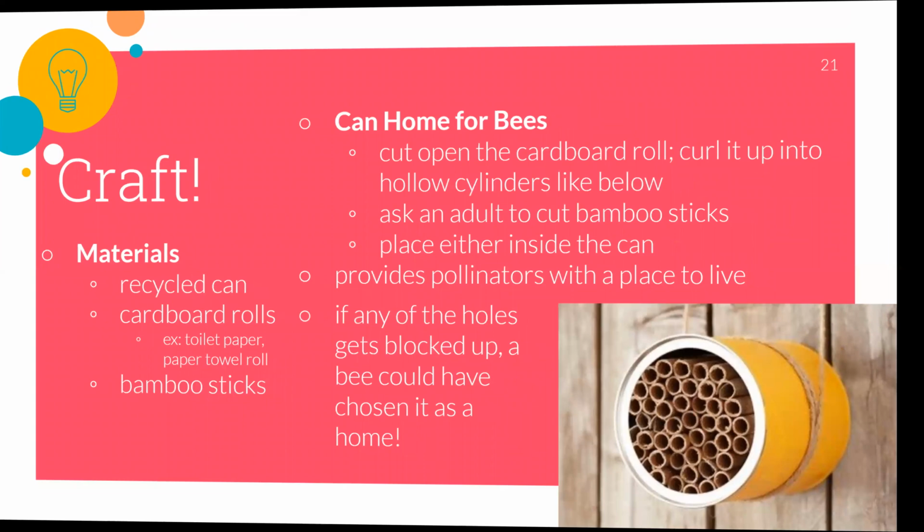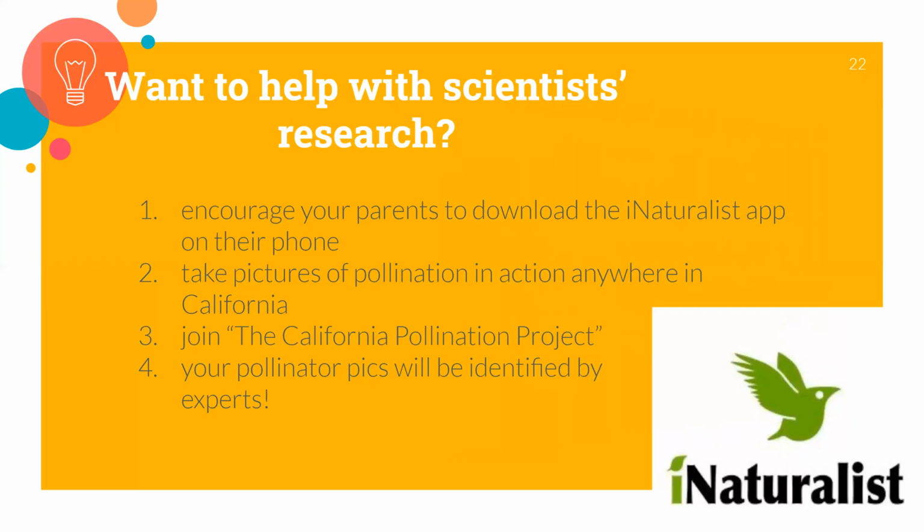So aside from crafting bee can homes at home, there are a few ways that you can help scientists with their bee research. One way is to encourage your parents to download the iNaturalist app on their mobile devices, snap photos of pollination taking place anywhere in California, and you can join the California Pollination Project, where your pictures can be shared with scientists and experts who will be able to identify your observations and make predictions based on their findings. Next slide, please.